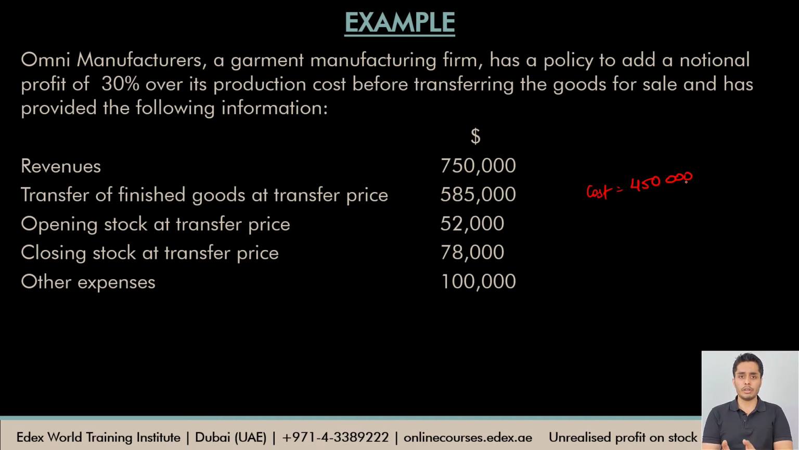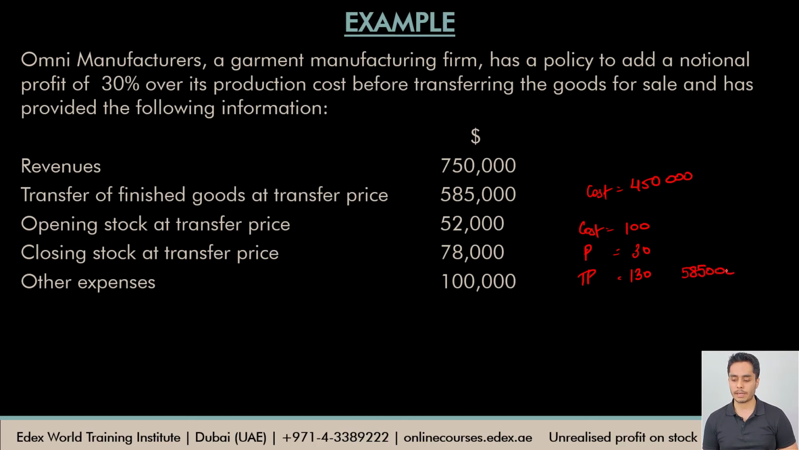I already showed you how to arrive at the transfer price if the cost is given. Now I'll also show you how to arrive at the cost if the transfer price is given. Let's say the transfer price is given as 585,000 and we know that the factory is transferring the goods at 30% markup. Let's assume that the cost of production of the factory is 100. The profit that it is charging is 30%, so the net transfer price would be 130. In this case, the transfer price is given as 585,000.